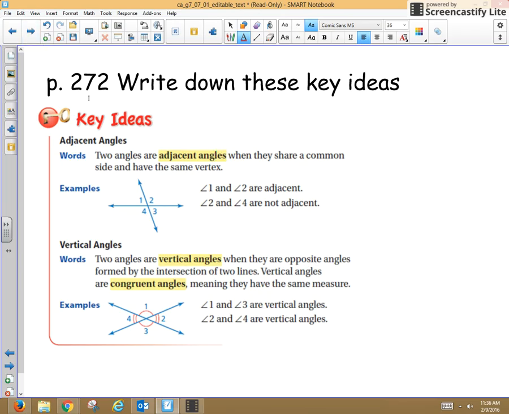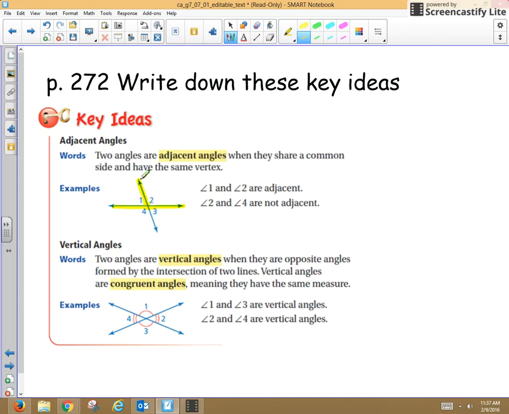The key idea for this section is adjacent angles, and I want you to write this down and also draw the example. Two angles are adjacent angles when they share a common side and have the same vertex. For example, angle 1 and angle 2 are adjacent. So let me highlight angle 1 here. Angle 1 and angle 2 are next to each other. They both share this common line, as well as they share this vertex here.